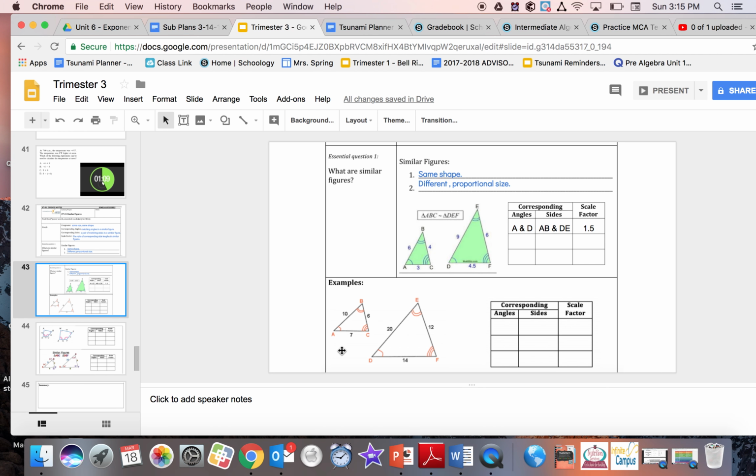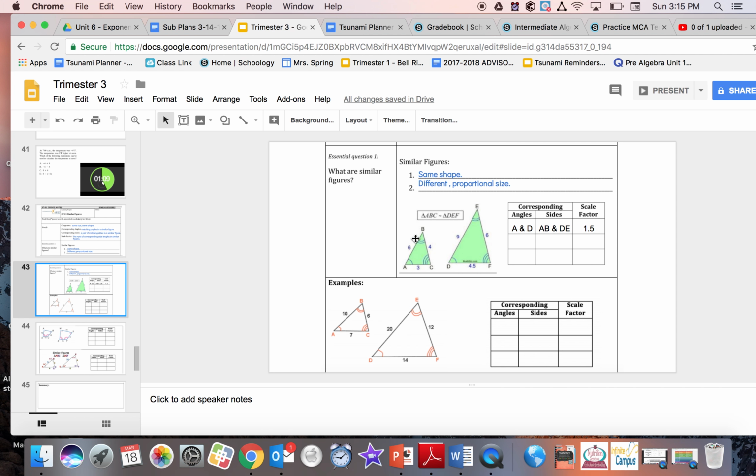I'm going to have you pause the video and fill in the rest of this chart for this example as well as for this one. Right now your job is to just identify what are the corresponding angles and what are the corresponding sides. So I started it off for you. Angle A is corresponding to angle D. I know that because they have matching number of arcs, which means they're the same.